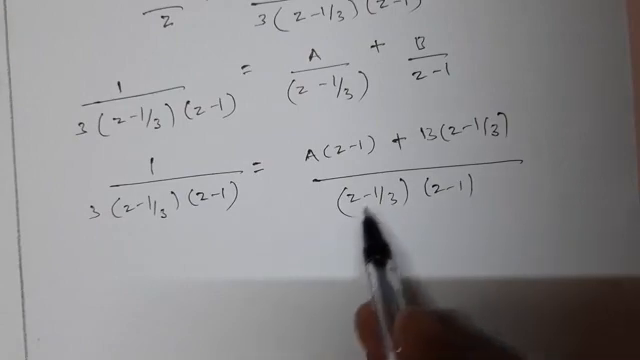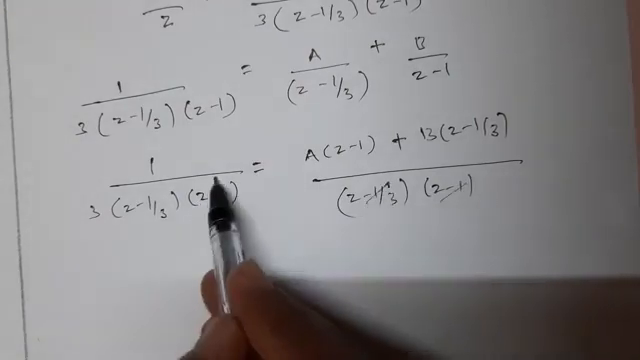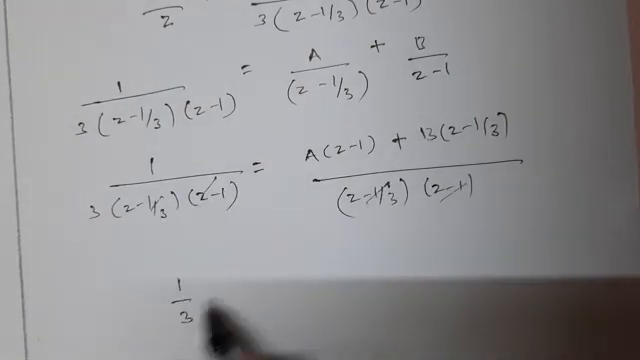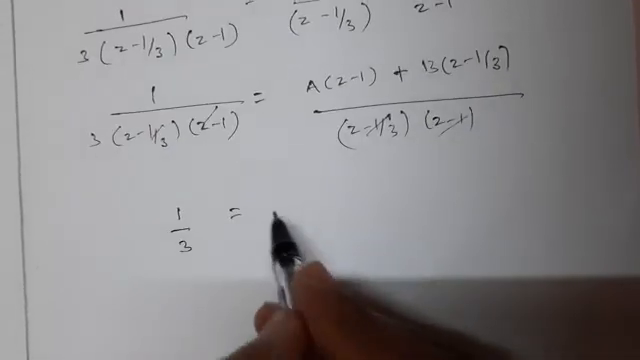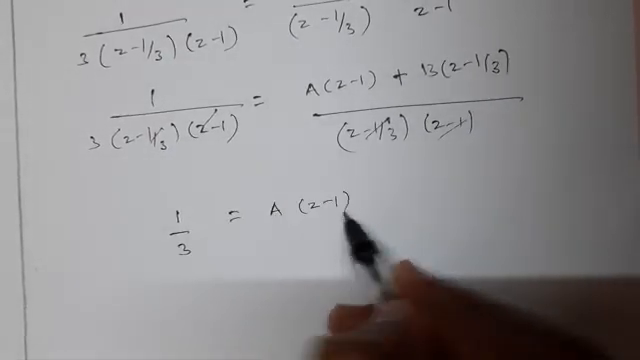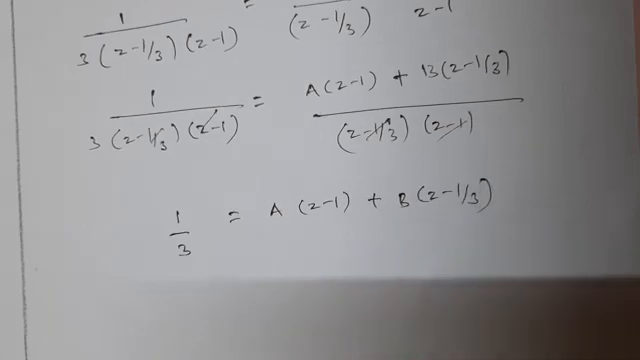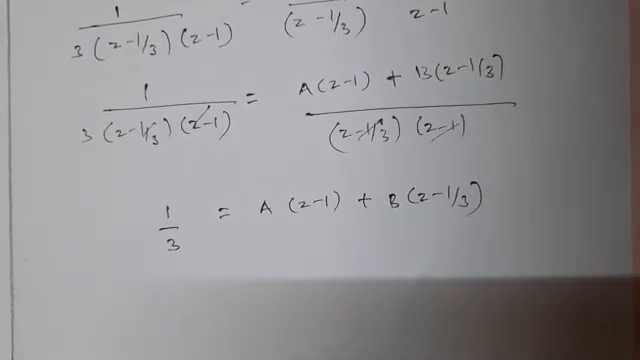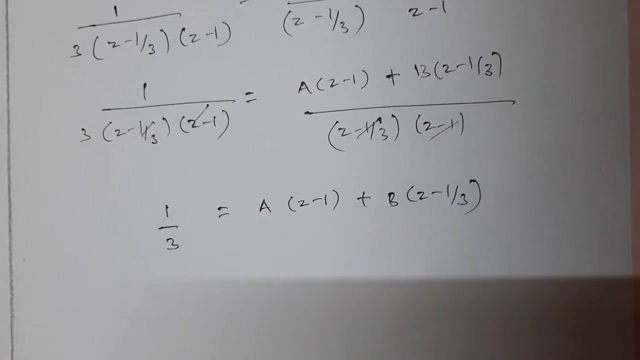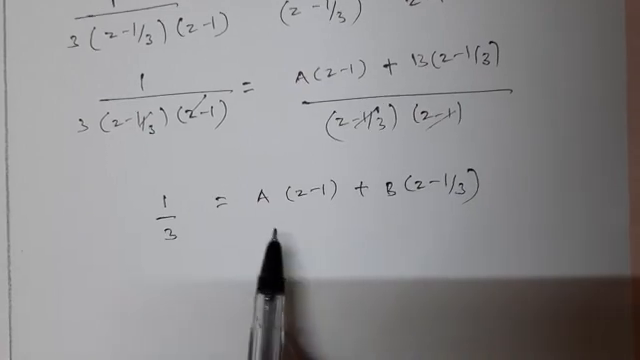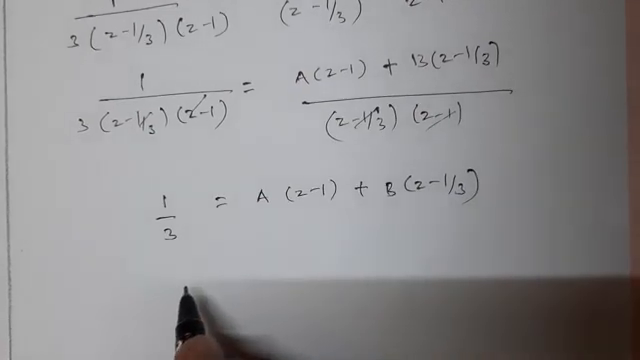Okay, so you know that these two cancel. So what you are left with is 1/3 = A(z - 1) + B(z - 1/3). You can use any of your mathematical procedures to find A and B. I will try to use the equating method.